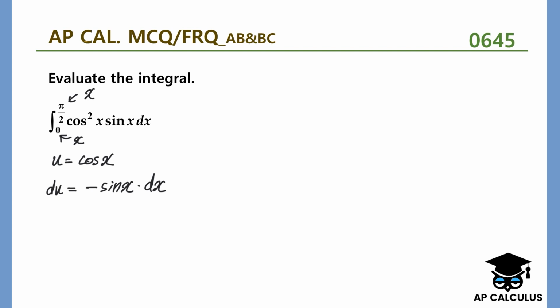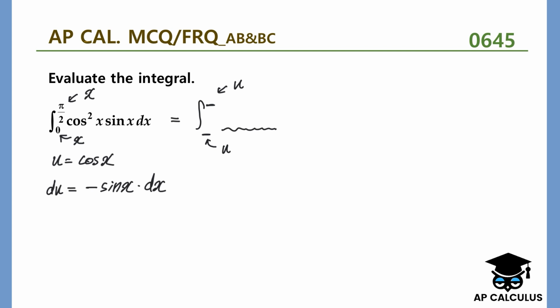So x is from 0 to pi over 2. We are converting this definite integral in terms of u, right? So the integral has a lower limit here, an upper limit here, and the expression here will be in terms of u. Then our lower limit must be a u value now, and the upper limit must be a u value.